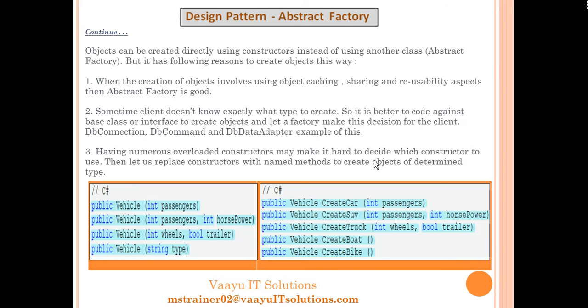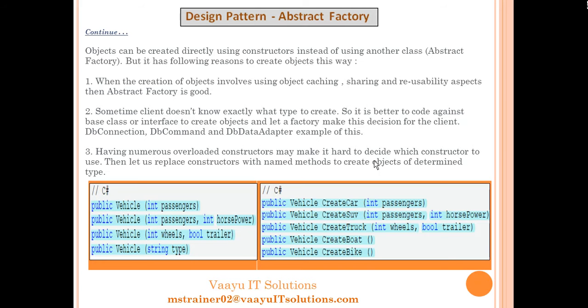I can say objects can be created directly using constructors. Listen, objects can be created directly using a constructor instead of using another class. So what extra are we getting using the abstract factory? It has the following reasons to create objects this way. Suppose you want to do some caching, sharing and reusability, so the constructor will be called, I can say, one time. This abstract factory has some methods that can be used for caching, etc.